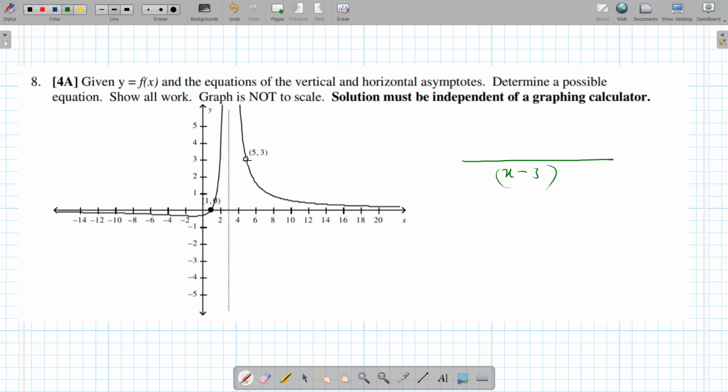There's a hole, right? X minus 5. That means there must have been an x minus 5 on the bottom as well as on the top, right? And now if you look at it, the x-intercept is at 1, right? The x-intercept is at 1.